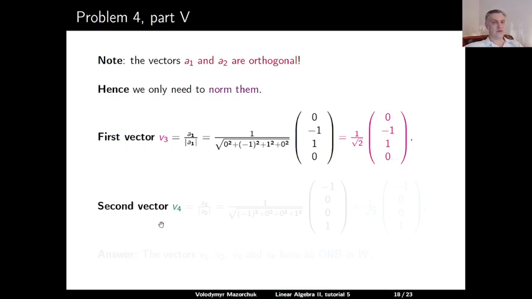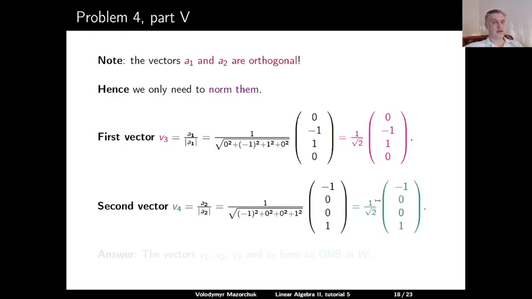And the second vector, v4, is a2 divided by its length, so it's minus 1, 0, 0, 1, divided by the square root of 1 plus 1, which is 2. So it's 1 divided by the square root of 2, times minus 1, 0, 0, 1. So the vectors v1, v2, v3, and v4 form an orthonormal basis in E4. And this completes problem 4.